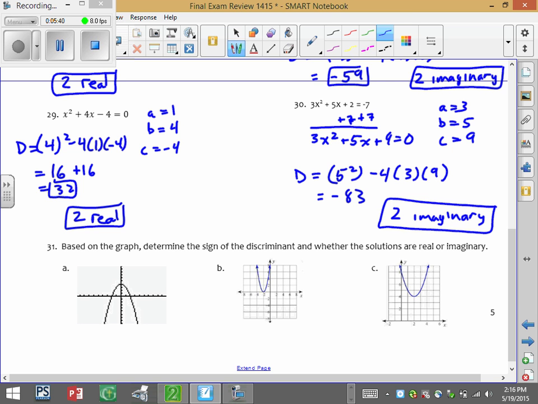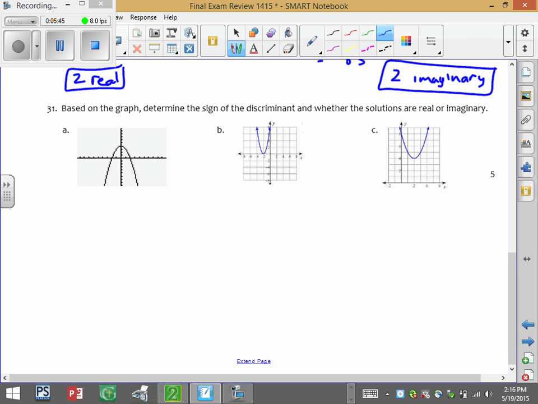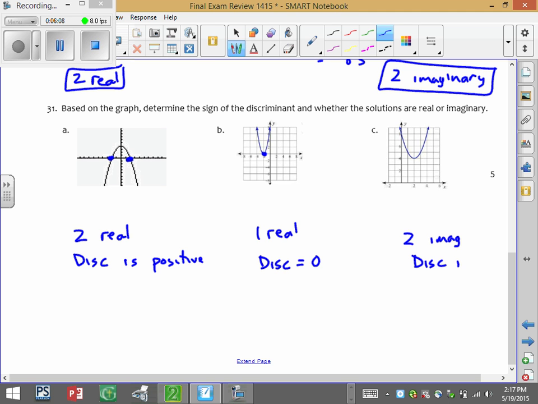So based on the graph, determine the sign of the discriminant. Here's another way we can approach this. Here there's two real solutions, which tells us that the discriminant is positive. Here there's one real solution, which tells me the discriminant equals 0. And here there are two imaginary solutions, 0 real, which tells me that the discriminant is negative.